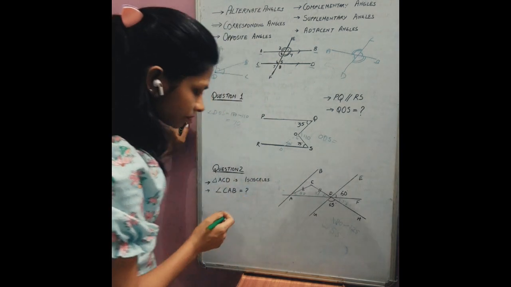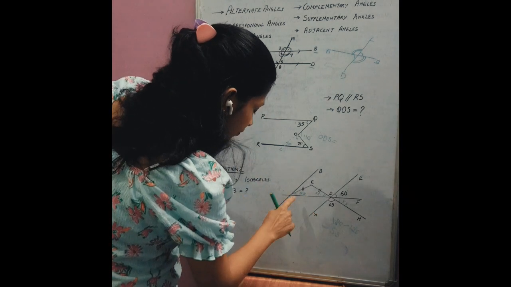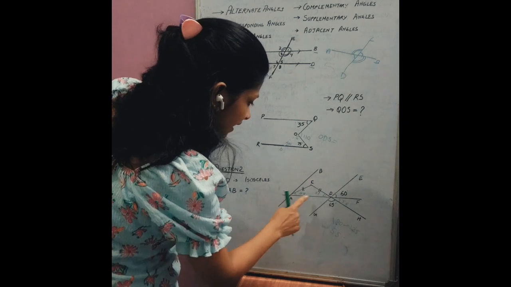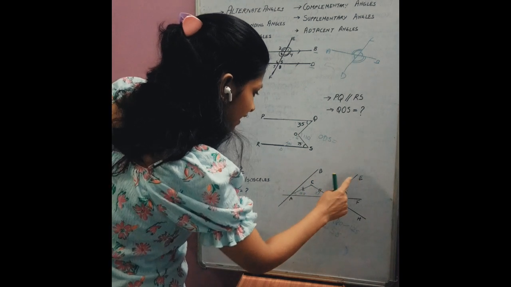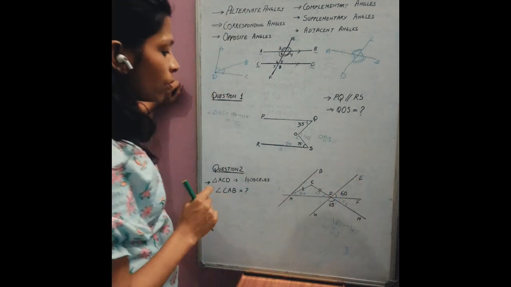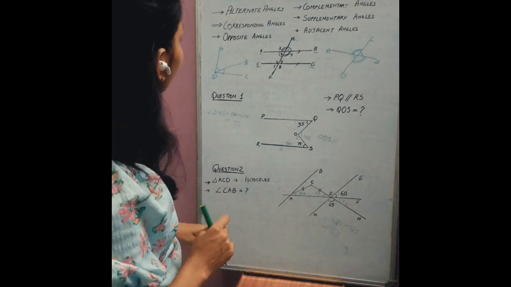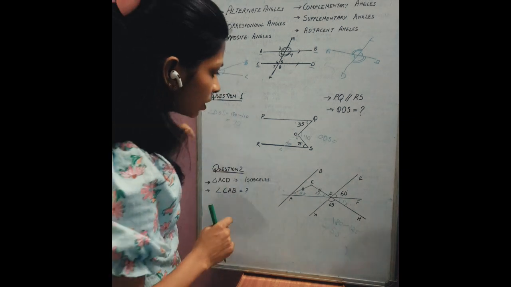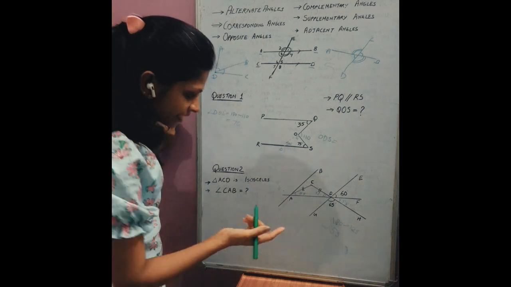Now, also, we have angle BAD and angle EDF similar. Why? Because as we've done, these are corresponding angles. So corresponding angles are the same.